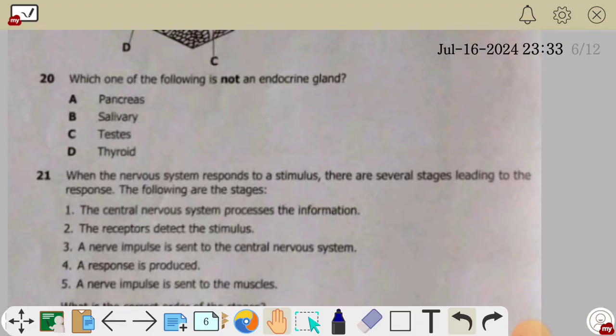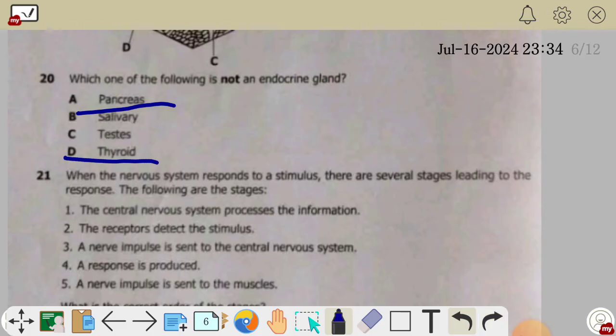Question 20. Which one of the following is not an endocrine gland? A. Pancreas. B. Salivary. C. Testes. D. Thyroid. So which one among these is not an endocrine gland? Endocrine glands secrete hormones. It's a system which involves secreting of hormones. The organs here which secrete hormones are the pancreas, testes, and the thyroid.